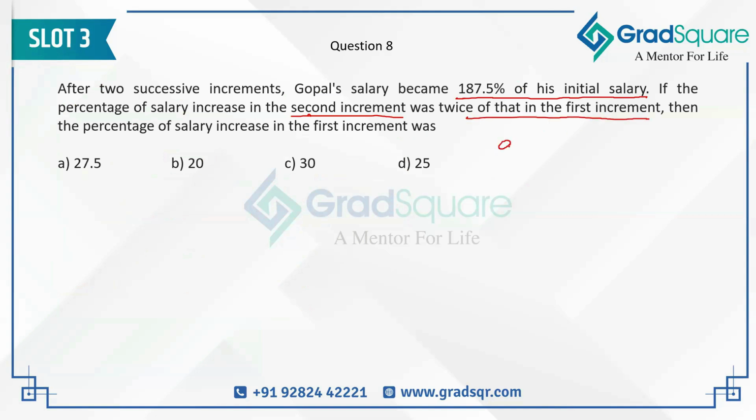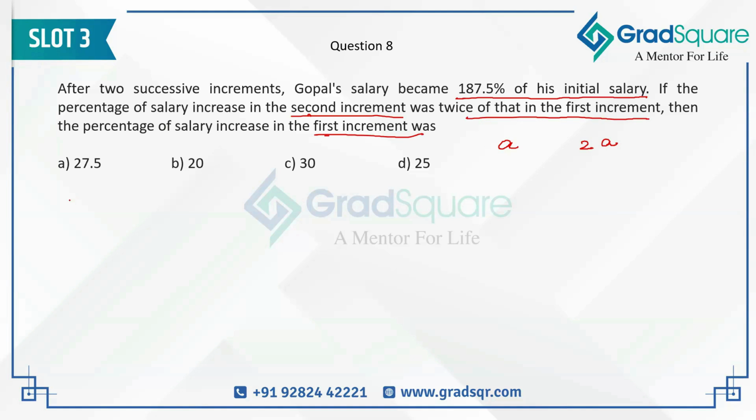So if the first increment was A, then the second increment should turn out to be 2A. Then the percentage salary increase in the first increment was how much? So you have to find the value of A. That is precisely what the question is asking. This question in the exam had options with it.